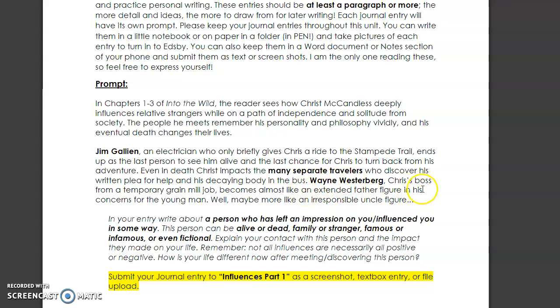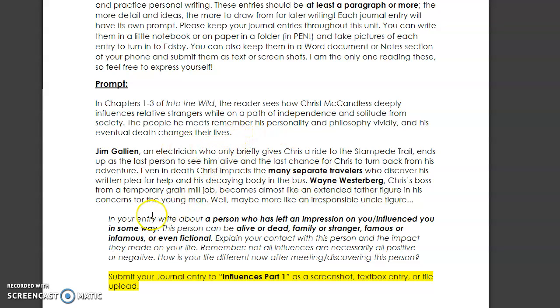Wayne Westerberg, who you're going to read about in chapter 3, Chris's boss from a temporary grain mill job, becomes almost like an extended father figure in his concerns for the young man. Well, maybe more like an irresponsible uncle figure. He is going to get arrested at some point. It'll make a lot of sense once you meet Wayne Westerberg.